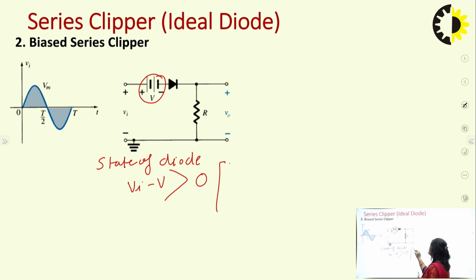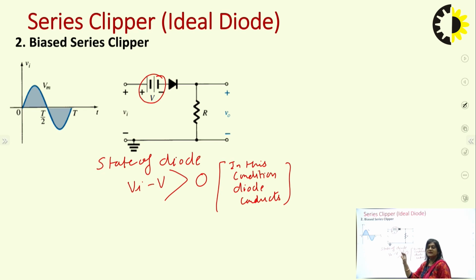So in this condition, the diode conducts. So this is the state. We have determined the state in which our diode will conduct. So simply we have to put that at the P plate the potential is always greater than the potential at the N plate. In that condition only the diode will be in forward bias and it will be in conducting state. So this is the condition, that is Vi must be greater than V.